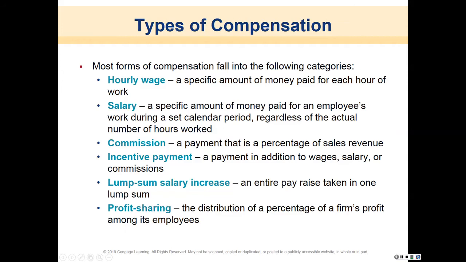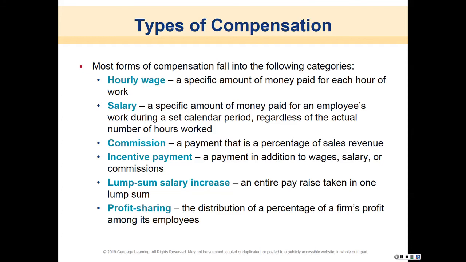So these are different types of compensation. So we have hourly wage, which is what you guys are most familiar with right now, because that's probably what you all get paid. So each hour you work, you get paid a certain amount of money. Salary is a little bit different. You get paid a set amount for the calendar period, regardless of the actual number of hours worked. And the idea is that as long as you get the job done, you get paid, whether that takes you 30 hours or 50 hours.